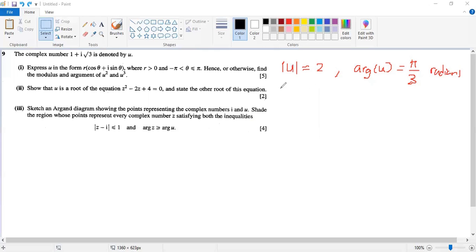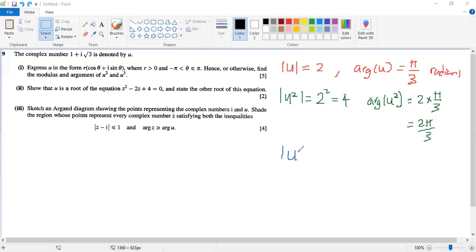So the modulus of u square is just a bit of a trick. What you need to do is use de Moivre's theorem, if I pronounced it incorrectly, hopefully. So 2 square, this is 4. And then the argument for u square is just 2 times the base number. That means it will become 2 pi over 3 radians. Please take note.